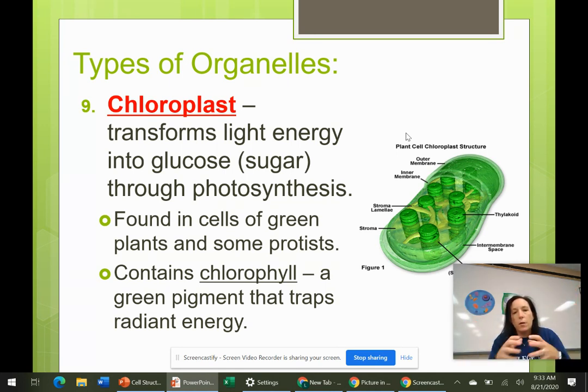So chloroplasts are in the plants. They take in light through photosynthesis. Photo is light. And they produce that sugar that's needed for plants to do their function. Everything has a function. It contains chlorophyll, a green pigment that traps the radiant light. That's why they're green. See, this is the 2D model of it here. Again, you don't have to know all the little tiny details right now. We will later, but right now, just get the overarching idea of what it does.